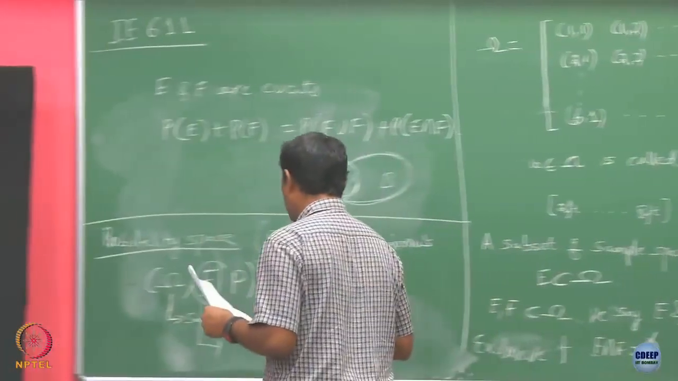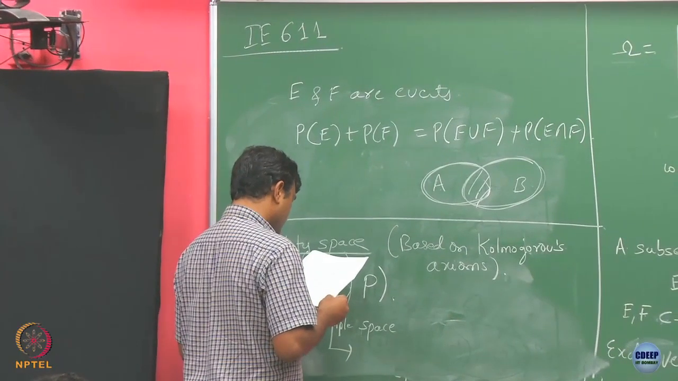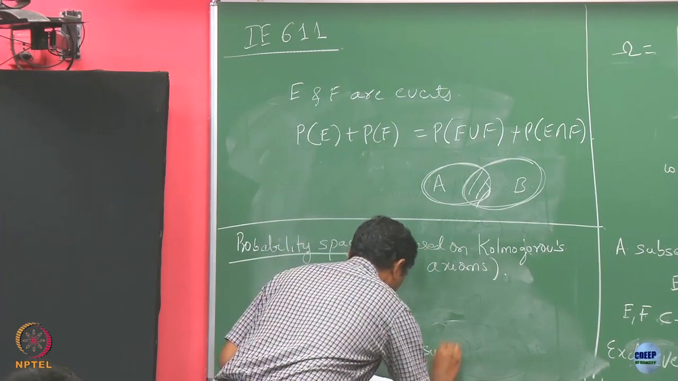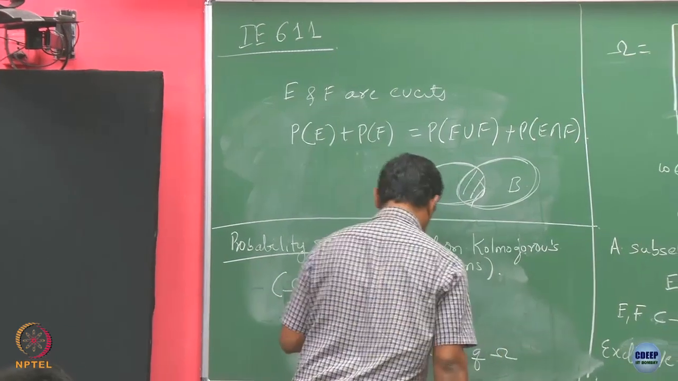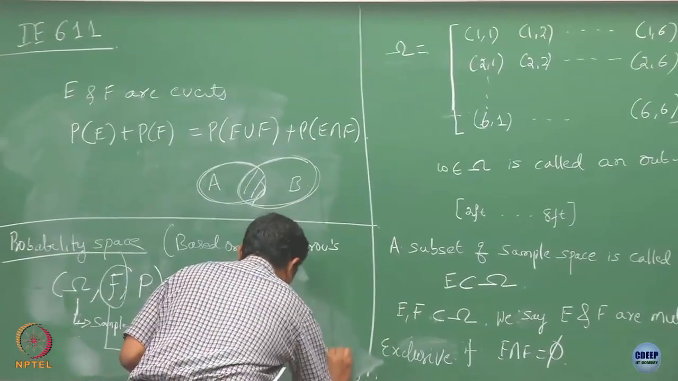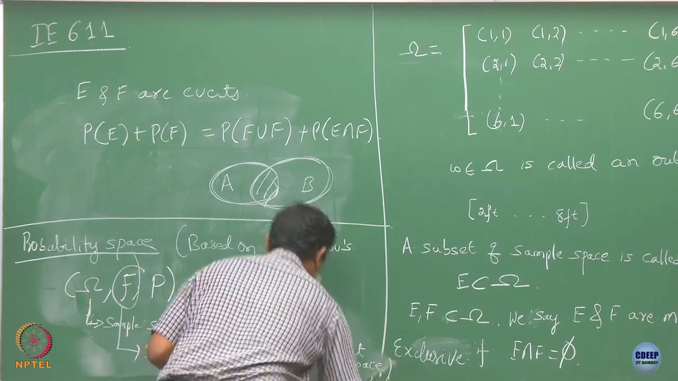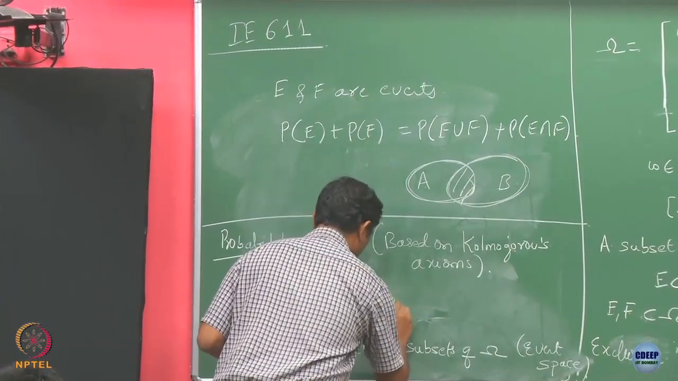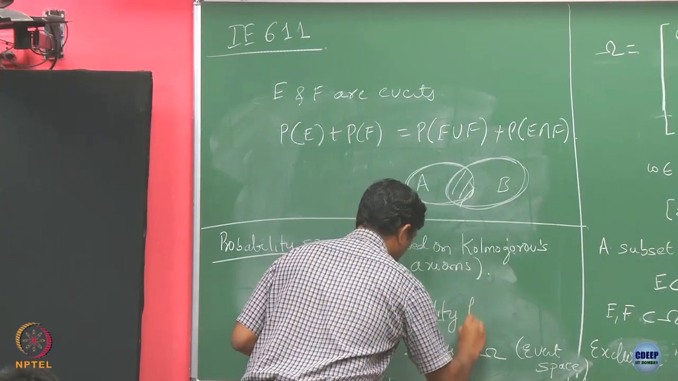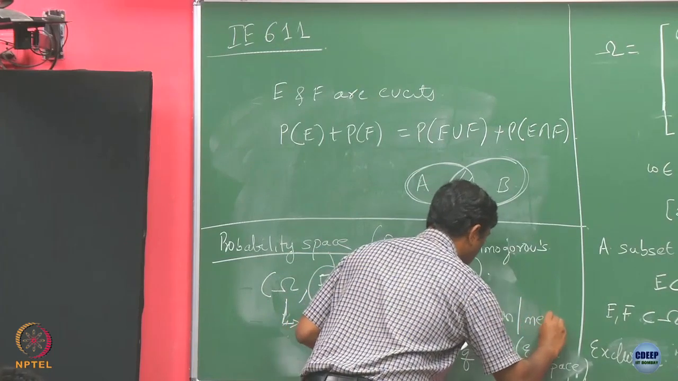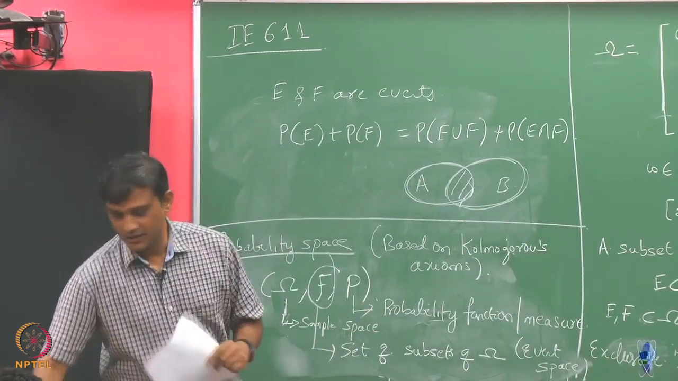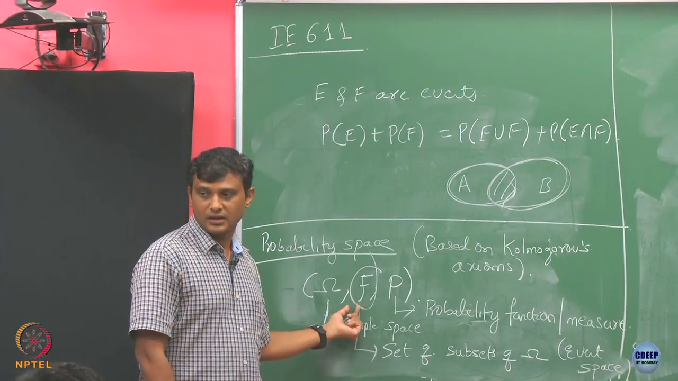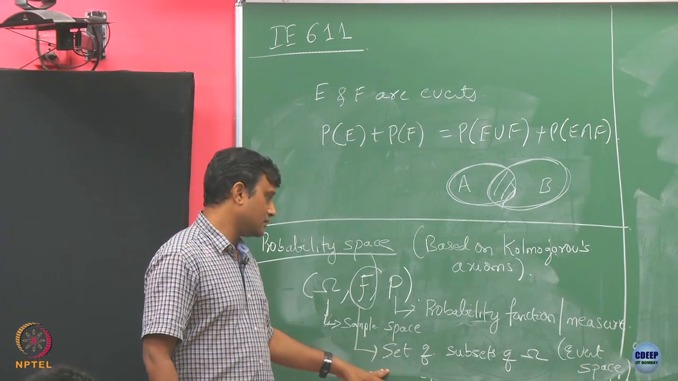Okay, so fine. And this one, we are going to call the event space. This is basically a set of subsets of omega. And this last term, we are going to call the probability function or probability measure. Okay, now let's see. The script F here is basically a collection of events, right? This is an event space.